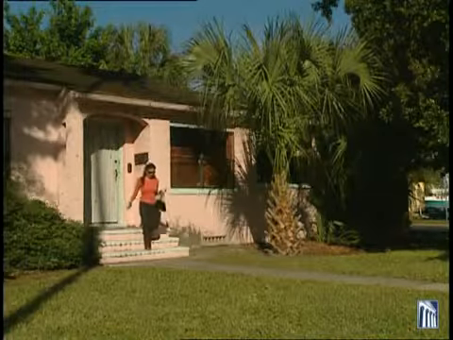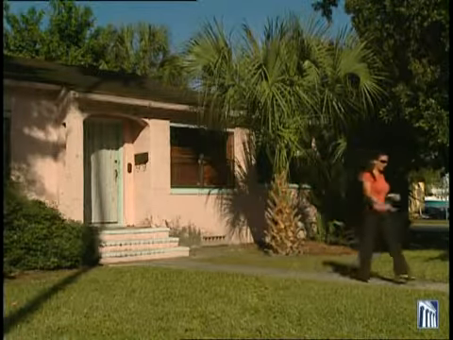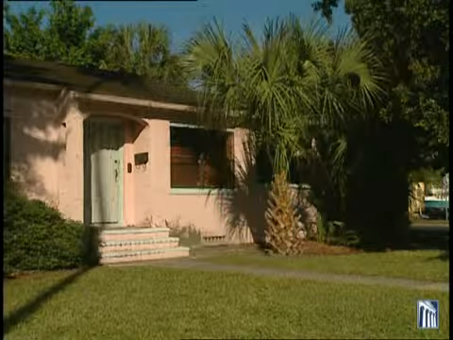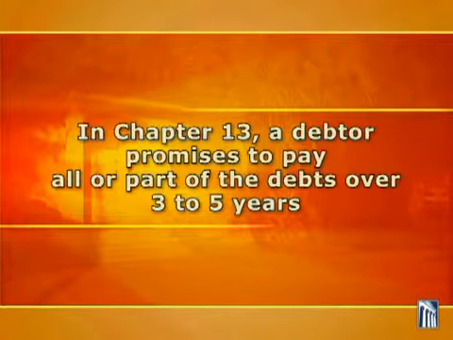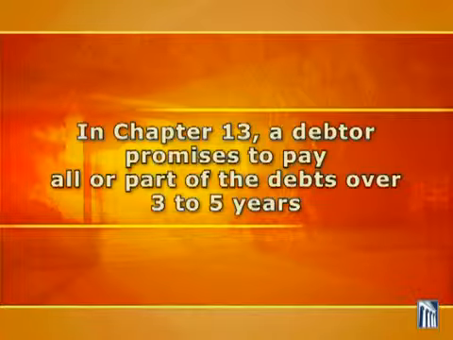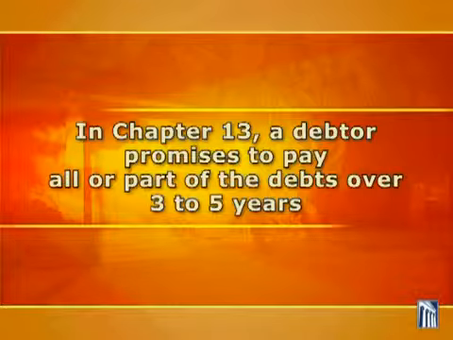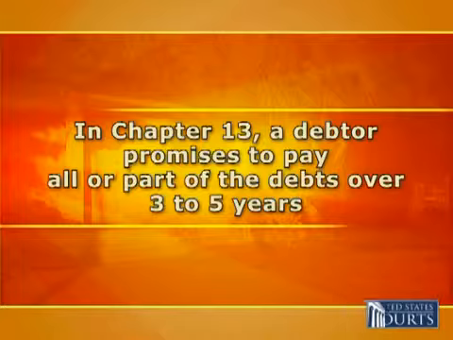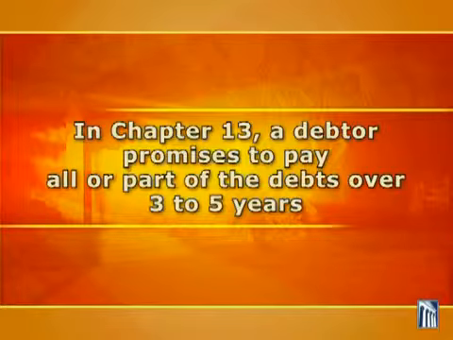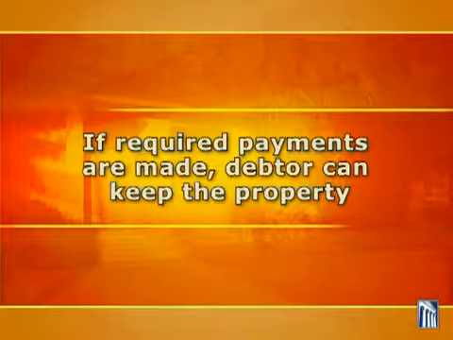A Chapter 13 case is often used by individuals who want to catch up past due mortgage or car loan payments and keep their assets. In Chapter 13, the debtor must propose in good faith to pay all or part of the debts from future income over a period of 3 to 5 years. If the court approves the plan, the debts may be settled in this manner even if some creditors object to the plan. If the debtor makes the required payments, he or she will be able to keep his or her property.